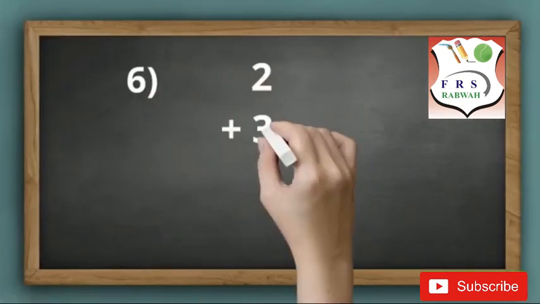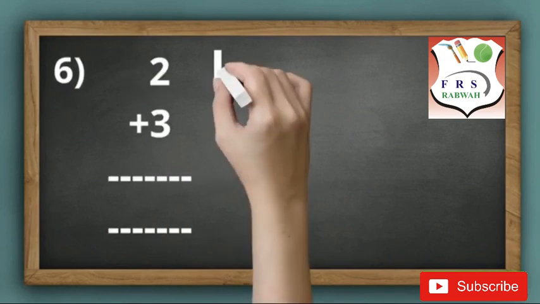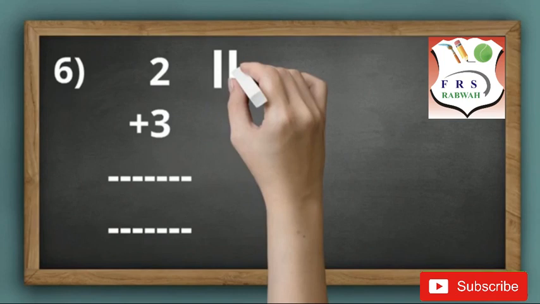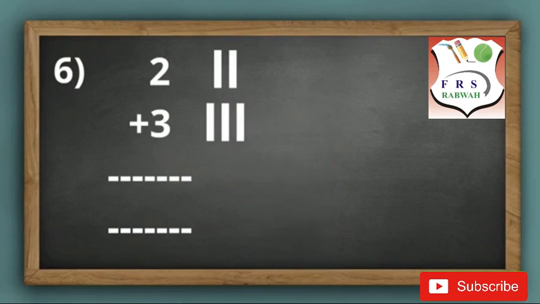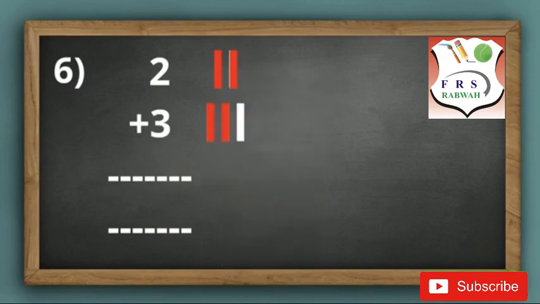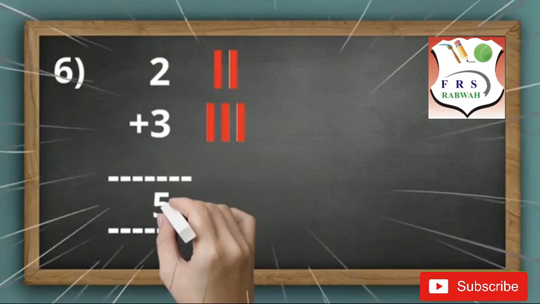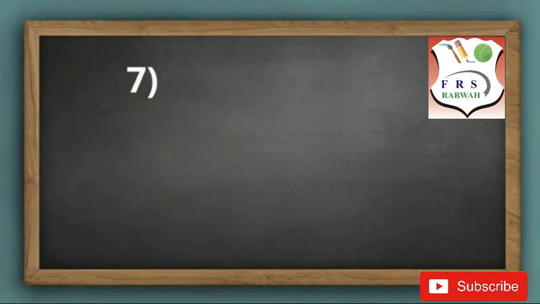What is 2 plus 3? 2 lines to represent 2. 3 lines to represent 3. Now, let's count together. 1, 2, 3, 4, 5. You guys are doing great. Let's take a look at the next question.